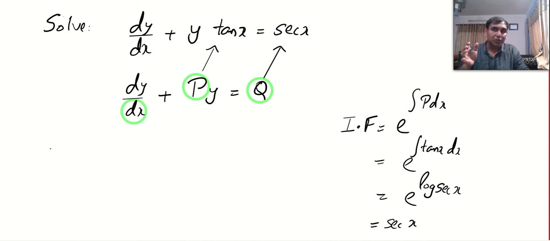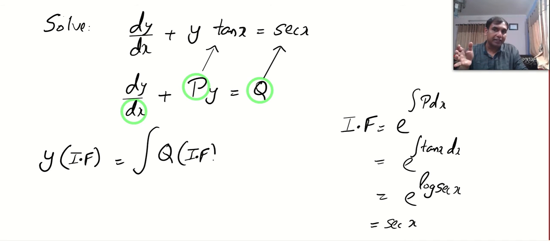Now, what is the solution? I told you to learn by heart the ready-made solution. The solution is y into integrating factor is equal to integral q into integrating factor dx plus c. That's it. You have a ready-made solution. So all you have to do is plug this IF into the solution.